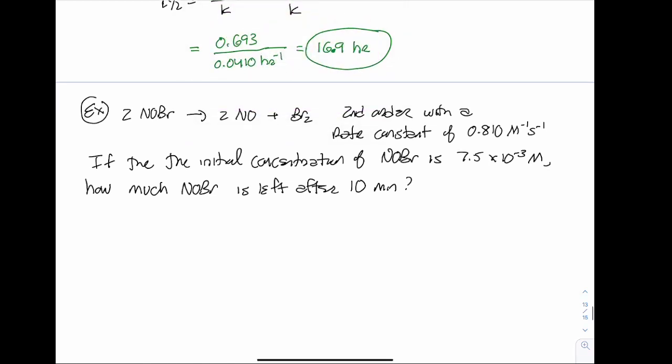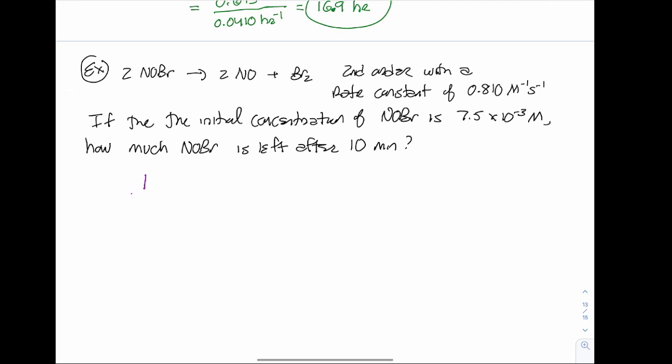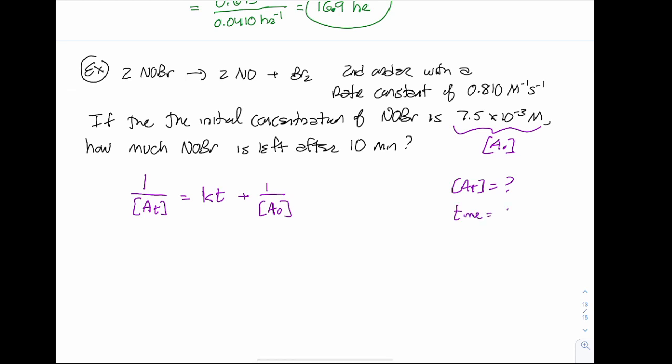So we do need our equation. Second order were the ones that have the reciprocals again. Again, these are on your equation sheet, but you do need to know which one goes to which order. So initial concentration is given to us in the problem, right? This number is going to be A naught. How much is left? That means A t is what we're solving for. That's my unknown. My time right now is 10 minutes. And then my rate constant k was given to us in the problem.